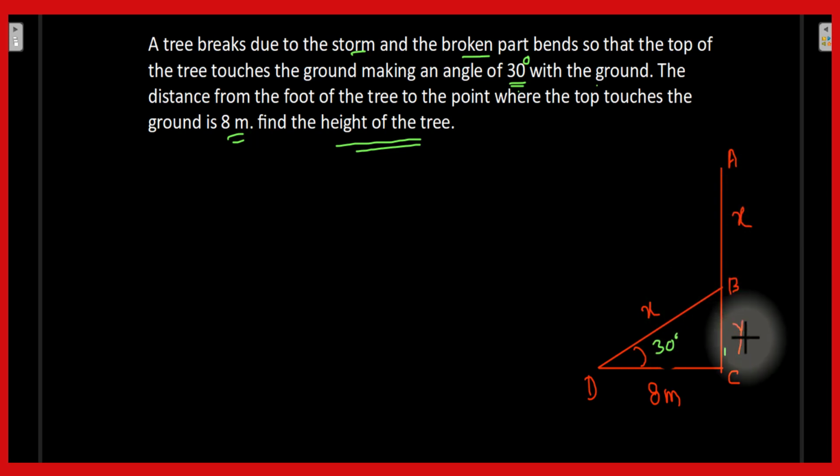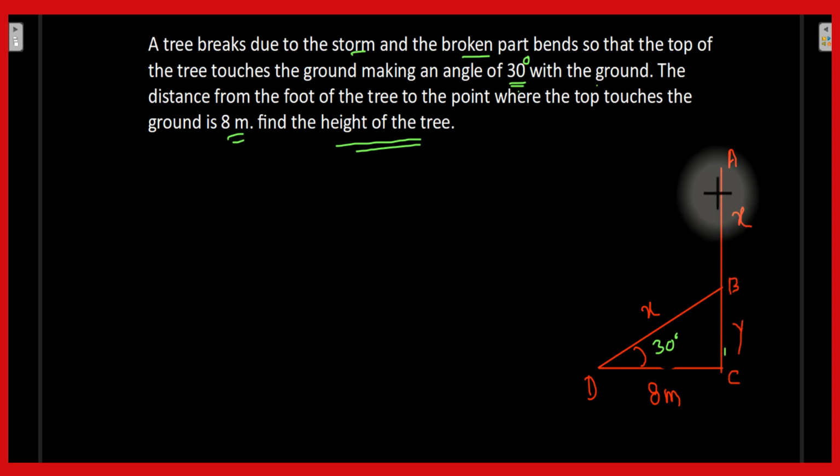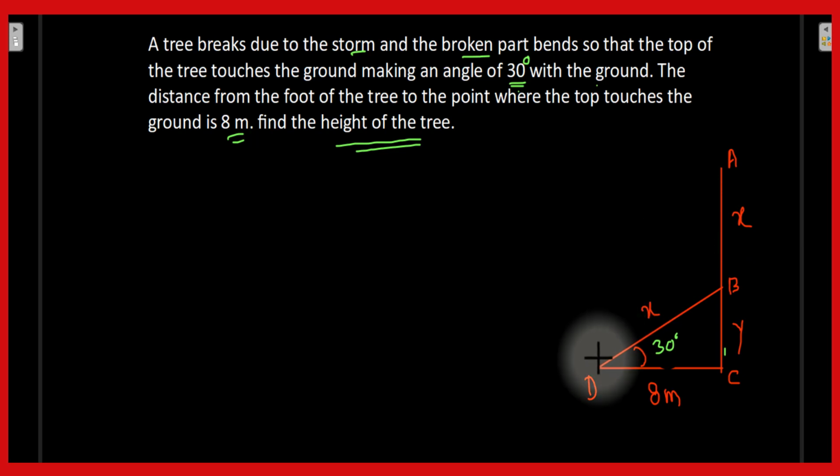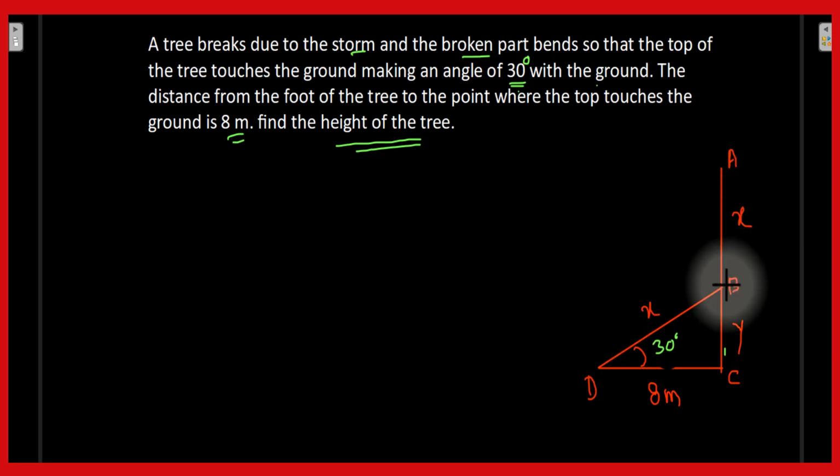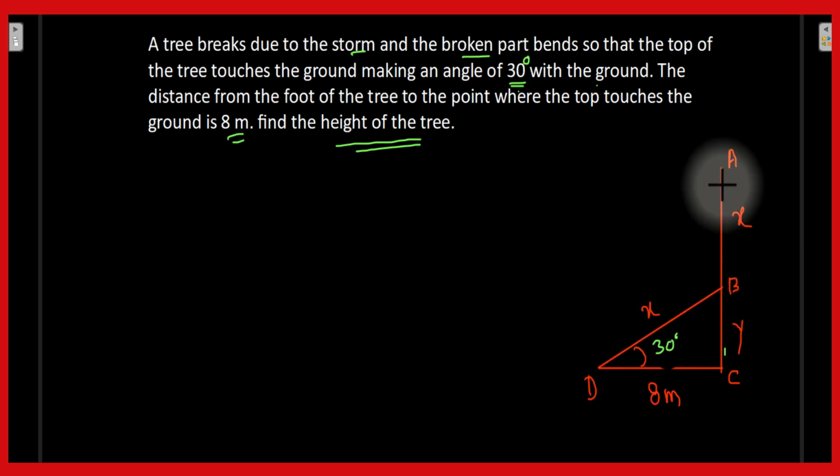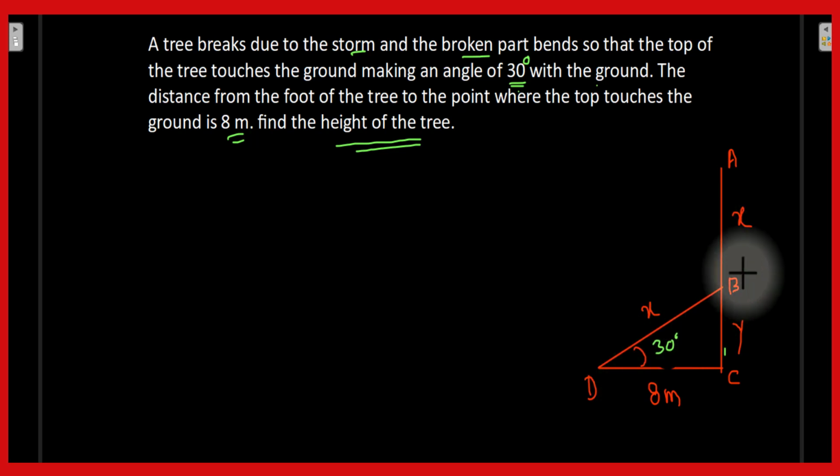So we are taking AB as X and BC as Y. When this part breaks down and touches the ground, this is X. This part BD is the same as AB, therefore this length will also be X.